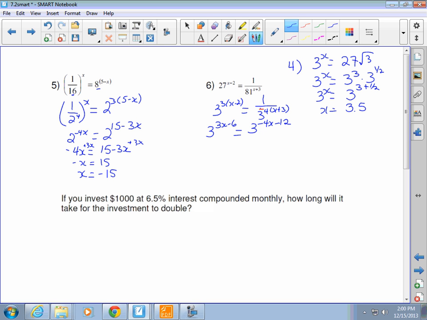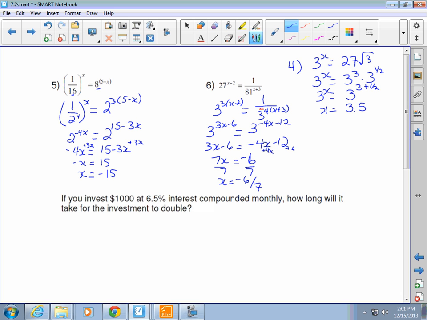So now I have the same bases. I can drop them. So I have 3x minus 6 is equal to negative 4x minus 12. If I bring my 4x over, I'll have 3x plus 4x. So I get a 7x, and if I add my 6, this will be a plus 6. So that'll equal negative 6. If I divide by 7, x is equal to negative 6 over 7.